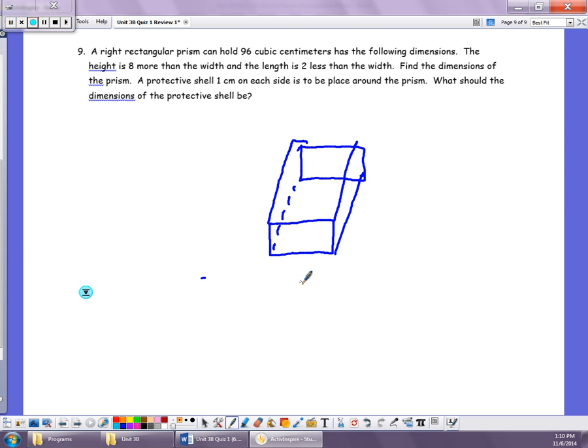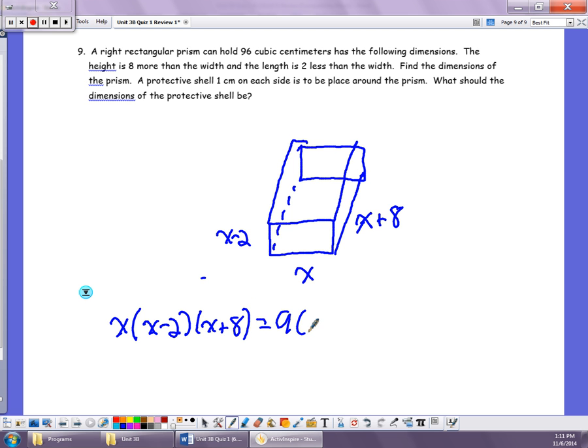Alright, so I have something like this, and it tells me that my height is 4 more than the width, so I'm just going to make this my height. Make my width x, and my length is 2 less than the width, so that's x minus 2. Doesn't really matter where each one goes. And then it tells me that the prism can hold 96 cubic centimeters, so I know that the volume of this has to equal 96. So all I'm going to do is multiply my length times my width times my height and set it equal to 96.